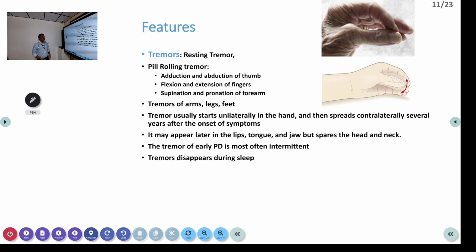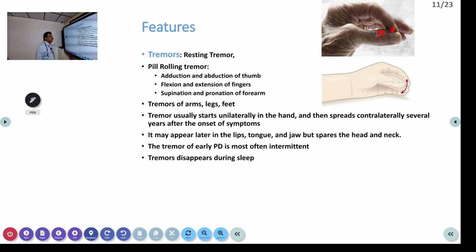Now tremors are very important. You can see this is a pill rolling movement. So adduction and abduction of thumb and other movements of the fingers. You can see this thumb is opposing our next finger, and that movement is like a pill rolling movement. So that is very important. Pill rolling tremor is a classical tremor seen in Parkinson disease. Adduction and abduction of thumb, flexion and extension of fingers, supination and pronation of forearm.